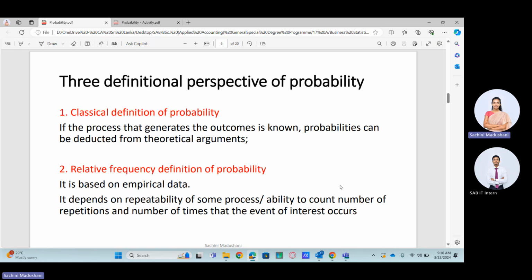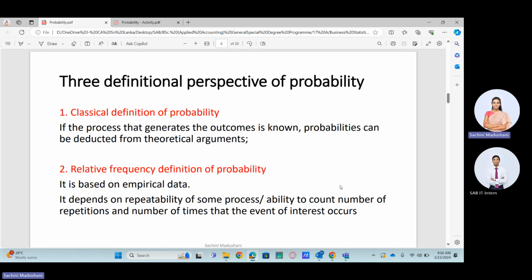Now rolling the dice. How many outcomes can we get? Six, the numbers 1 to 6. Then getting a number 1: how many chances are there? Only 1 chance. The total number of outcomes is 6. Then 1 over 6 is the probability value of getting a number 1.